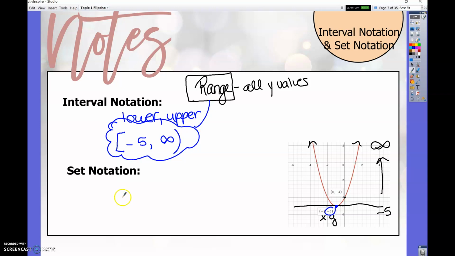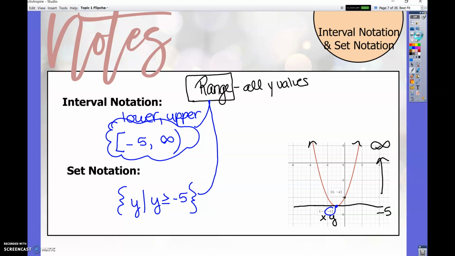If I wanted to turn it to set notation, I would throw in my braces with my x variable. Now, actually, I could use my y variable since y is a range value. Let's try that. So I would say my y values go, the bar, where y is greater than or equal to -5. And again, I mentioned x is used primarily, but since I'm using range values, and that would be the y components, I've used that.